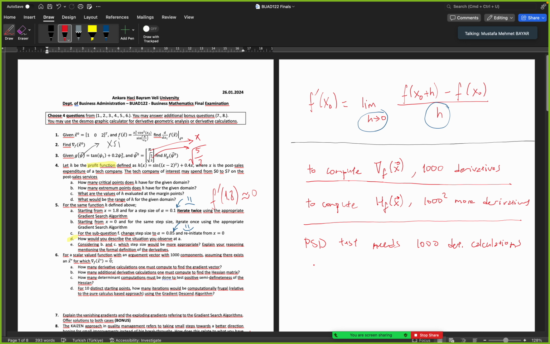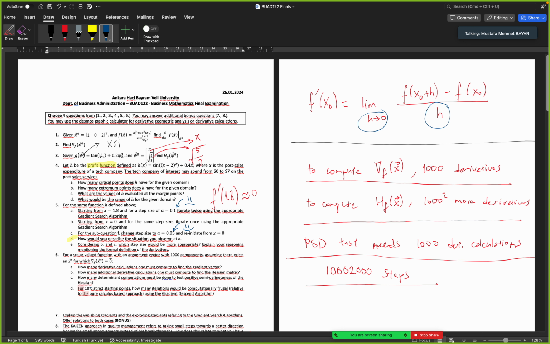For this test, for just one critical point, you are going to calculate 1,002,000 derivatives and determinants. Let me call this 1,002,000 steps. Let's keep this in mind and continue.